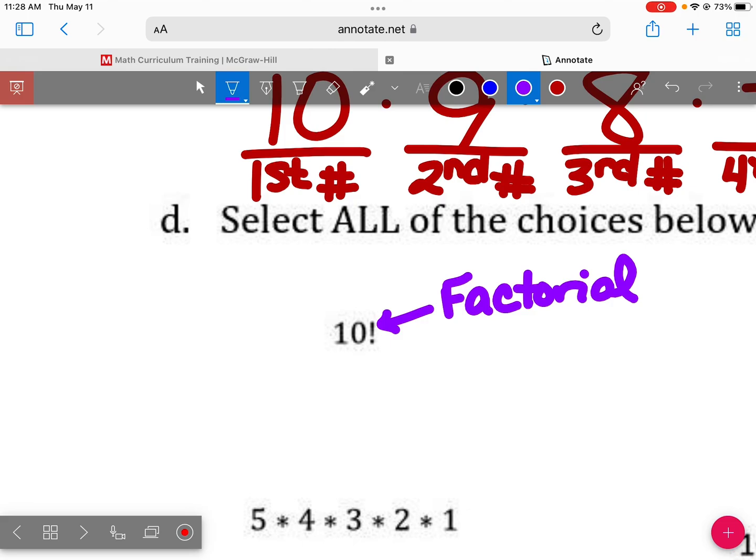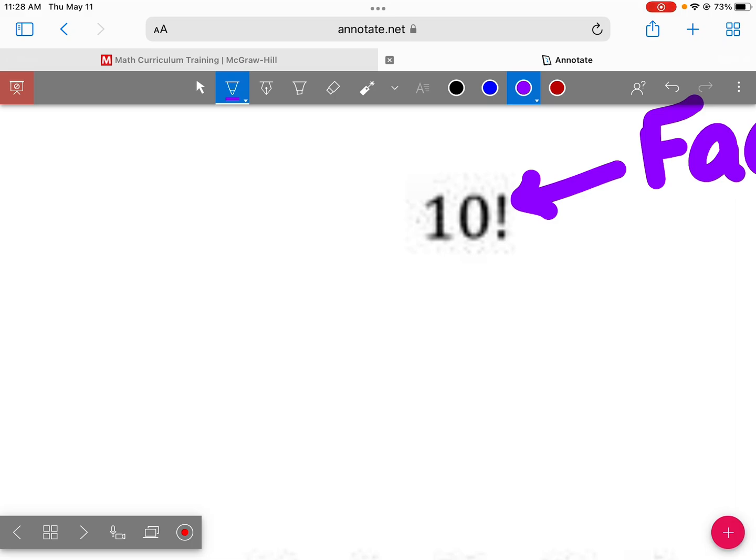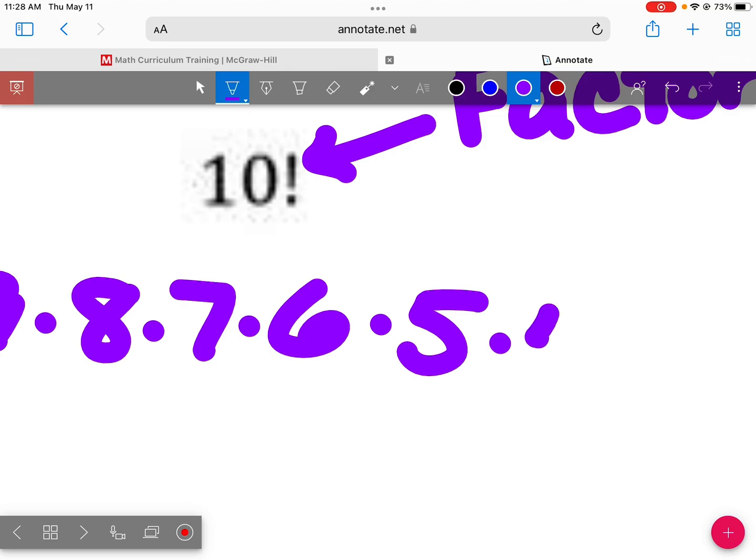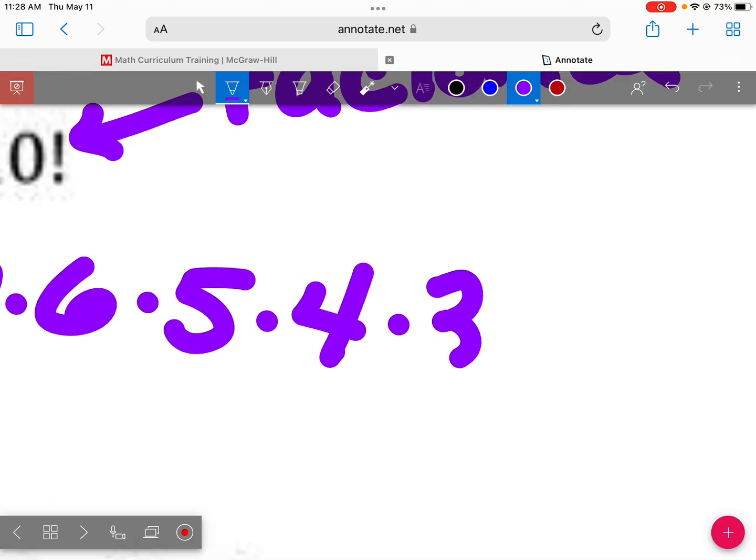What does factorial mean? Like, how do you actually calculate something when it's got 10 and then an exclamation point after it? Not 0, but close. You go down till you get to 1. So we would do 10 times 9 times 8 times 7 times 6 times 5 times 4 times 3 times 2 times 1, all the way down to 1.